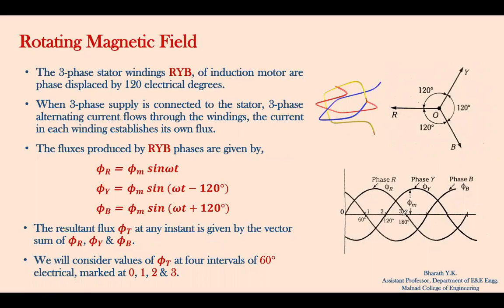which are displaced by 60 degrees from one another, where at interval 0 omega t is equal to 0 degrees, at 1 omega t is equal to 60 degrees, at 2 omega t is equal to 120 degrees, and at interval 3 omega t is equal to 180 degrees.